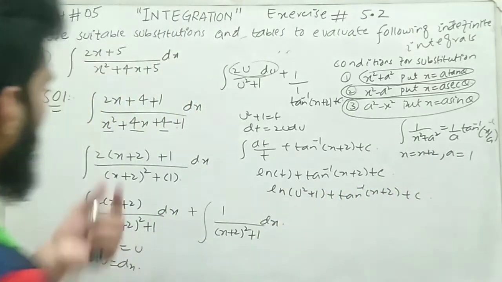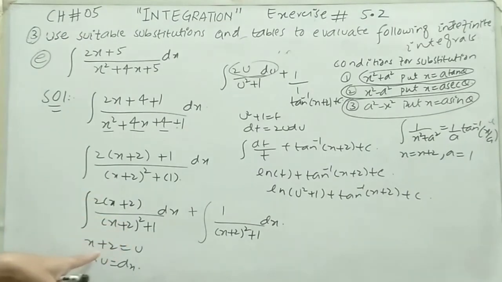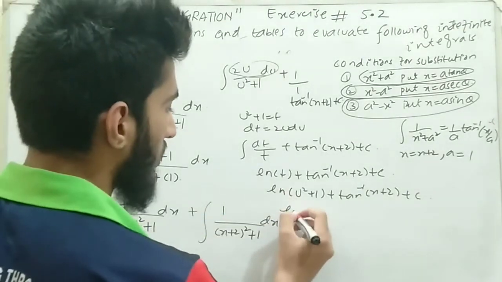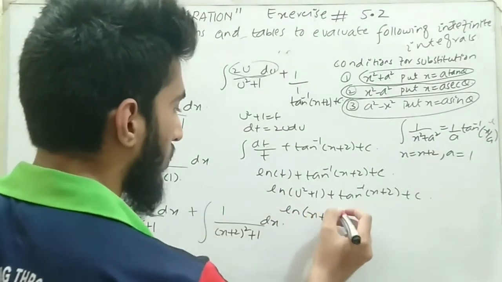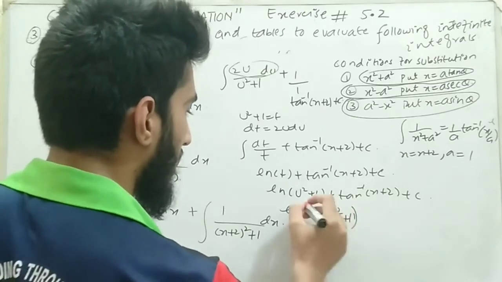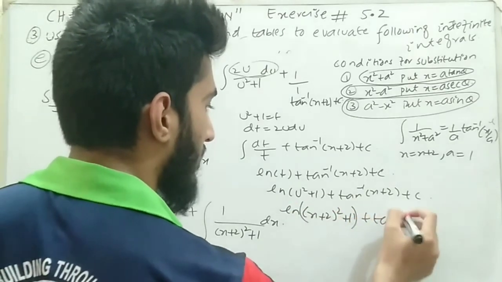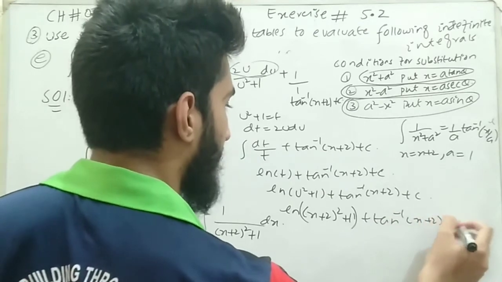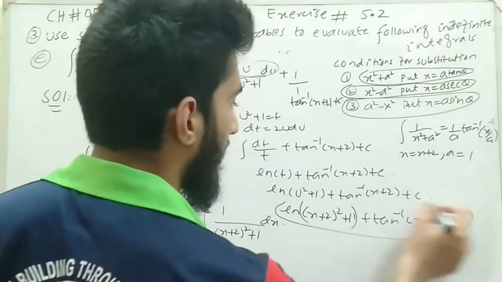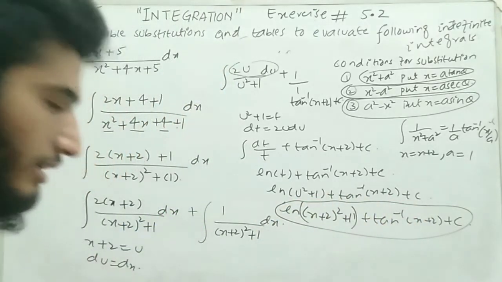Now replace this u with the given, which is x plus 2. So it becomes ln of x plus 2 whole square plus 1, and after this plus tangent inverse of x plus 2 and plus constant of integration. This is the required indefinite integral.